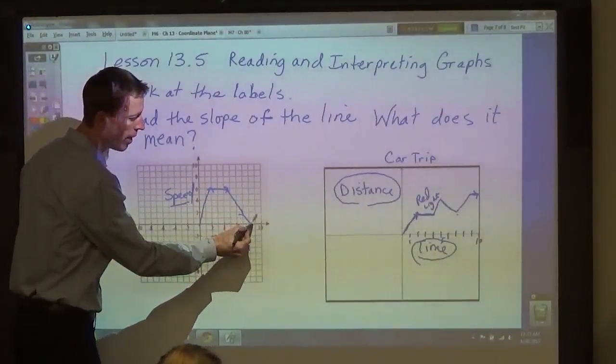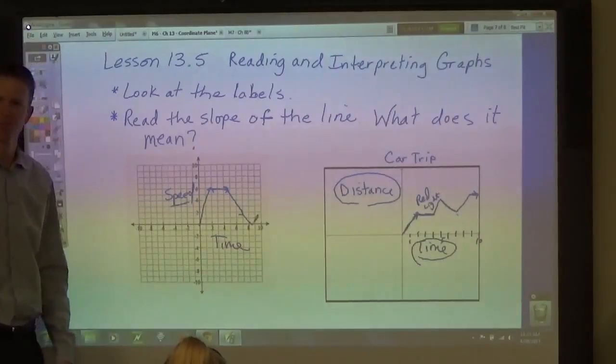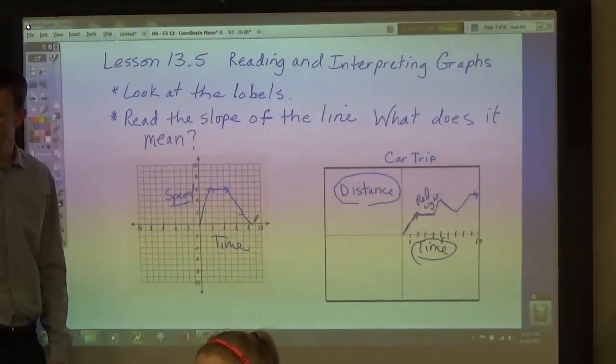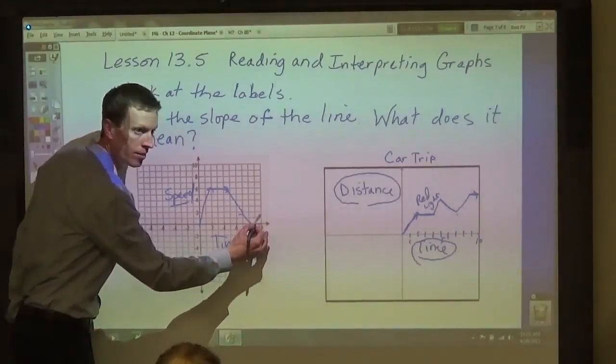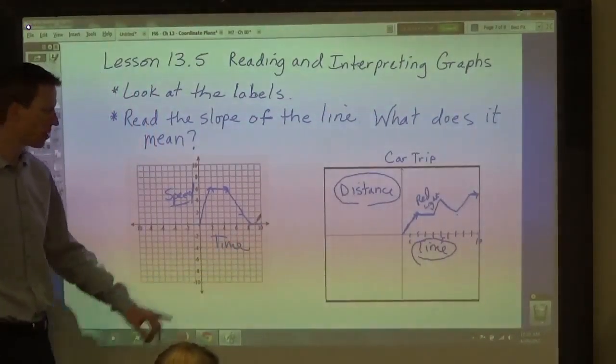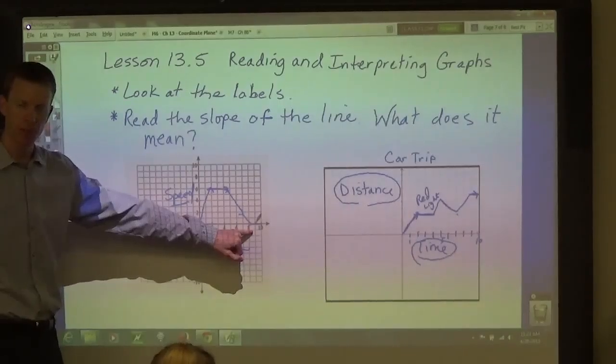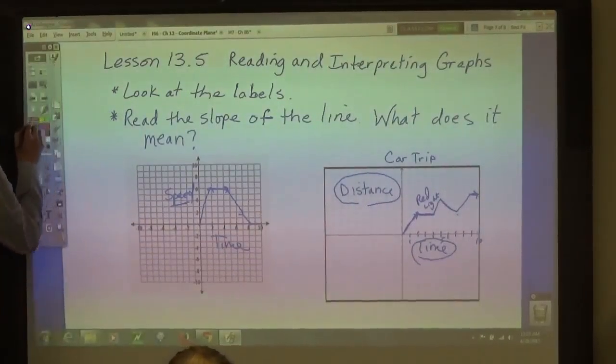What if it went all the way to 0? Then you stop. That's a stop, right? Yeah, the traffic light. But the line doesn't stop, all right? Just that the car is stopped, the speed is stopped, right? Yes. What if it looked like this?